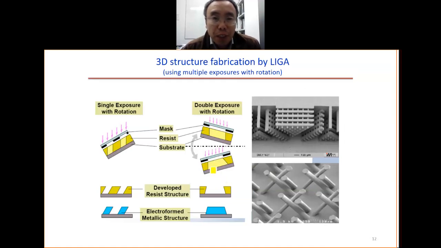So we can play some tricks for the accurate lithography. For instance, here we can tilt the wafer. We can tilt the wafer to make structures like this or structures like this. So this is the example for the accurate lithography.